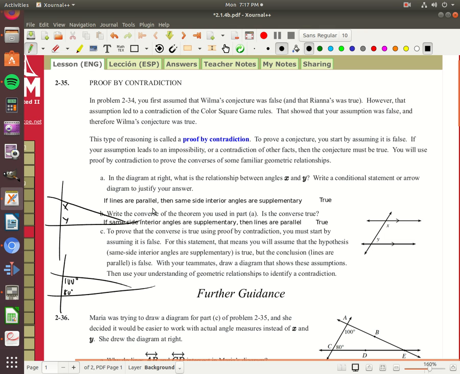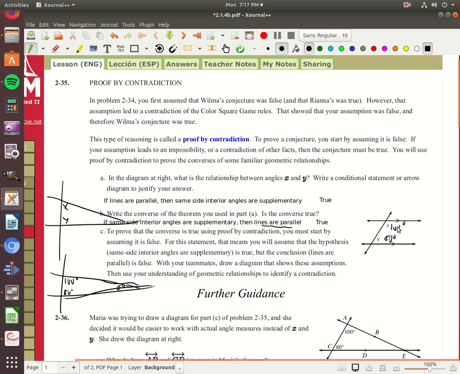We're saying the same side interior angles are supplementary. And then we're saying, are these lines parallel? Well, could this possibly be 0 degrees? It's impossible, right? So by assuming that this was false, we assumed that these lines weren't parallel, and it led to an impossibility. So we proved through contradiction that we can't have these lines not be parallel. They have to be parallel.